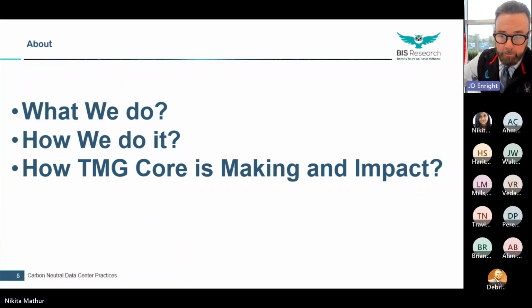But about TMG Core, thanks for the introduction earlier. We focus on immersion technologies, single-phase immersion and two-phase immersion cooling technologies, and we think we're helping in the process of getting towards something that, again, depending on how you define it, is carbon reduction.